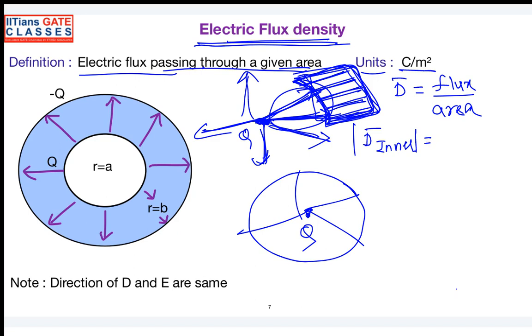So if you see the inner conductor, there is a total charge of Q, right? So whatever the flux is existing on the inner conductor will be Q. The area of the inner conductor, since it is a sphere, will be the surface area 4 pi r square. In this case, r is nothing but a on the inner conductor. So when you calculate the flux density of the conductor, the total amount of the flux divided by the area gives the flux density. Similarly, what is the flux density on the outer?